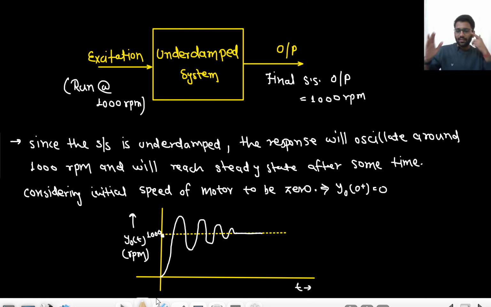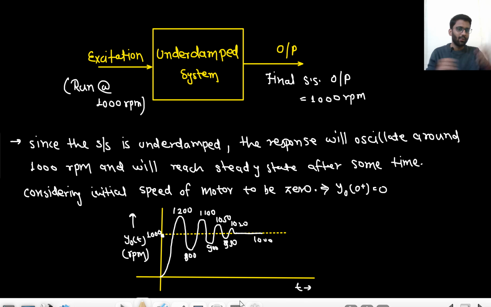Okay, so what will happen? Look, there is a system, you give an excitation that run at 1000 rpm. You are collecting your output. So what will happen? From 0 it will start, increasing. Sometimes it can go to 1200, then it can come down to 800, then it can again go to 1100, then it can come down, then it can again go to 1050, then it can come down to 850, then it can go to 1020, then it will be stabilized at 1000. Are you getting my point? I am just saying that it can be 1200, it can be 1100, it can be 1050, it can be 1020. Similarly, it can be 800, it can be 900, it can be 850, 950, then finally it will go to 1000 rpm.